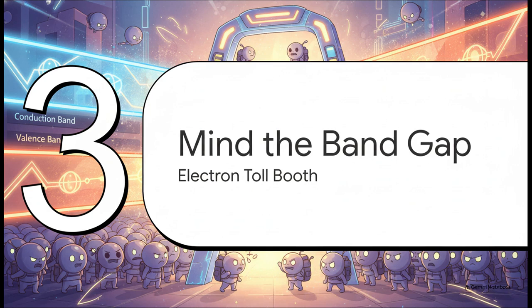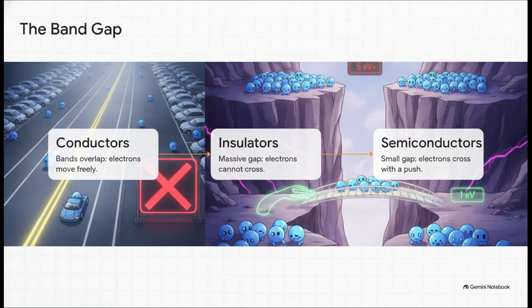Section 3. Mind the band gap, the toll booth for electrons. So between that crowded parking lot of the valence band and the open highway of the conduction band lies what we call the forbidden band gap. This is the actual physical jump in energy that electrons have to make, and its size dictates literally everything about a material's electrical behavior. For conductors, there is no gap.